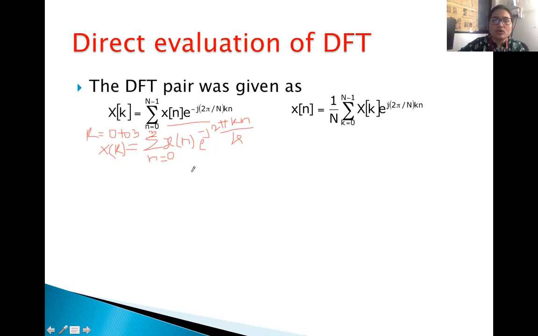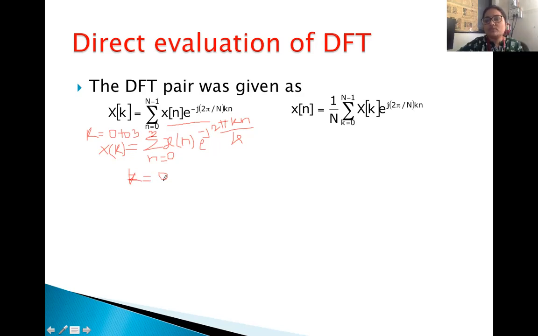Now, to calculate the DFT values, we calculate them one after another by substituting the value of k. Why am I doing this exercise? Because I want to show how many computations are needed for a 4-point DFT, so that we can generalize it for the N-point DFT.